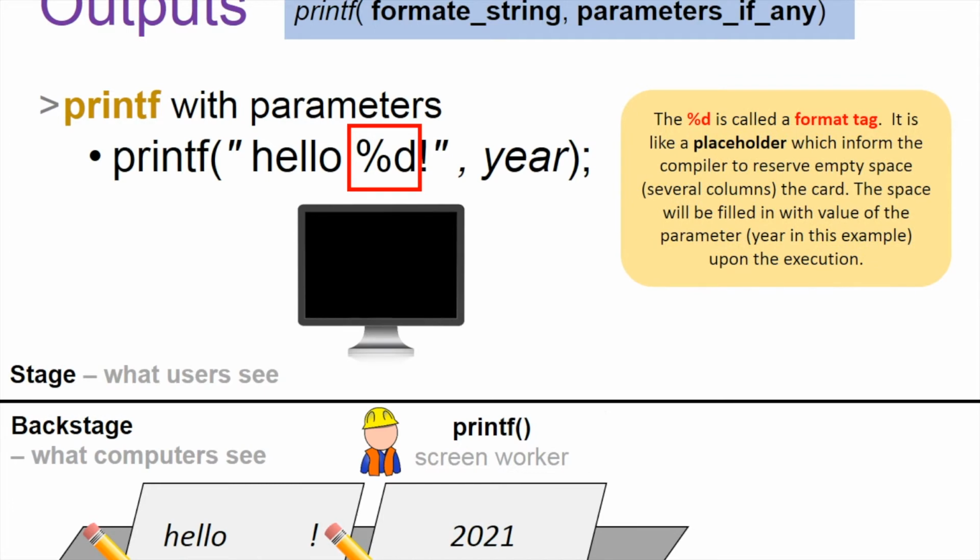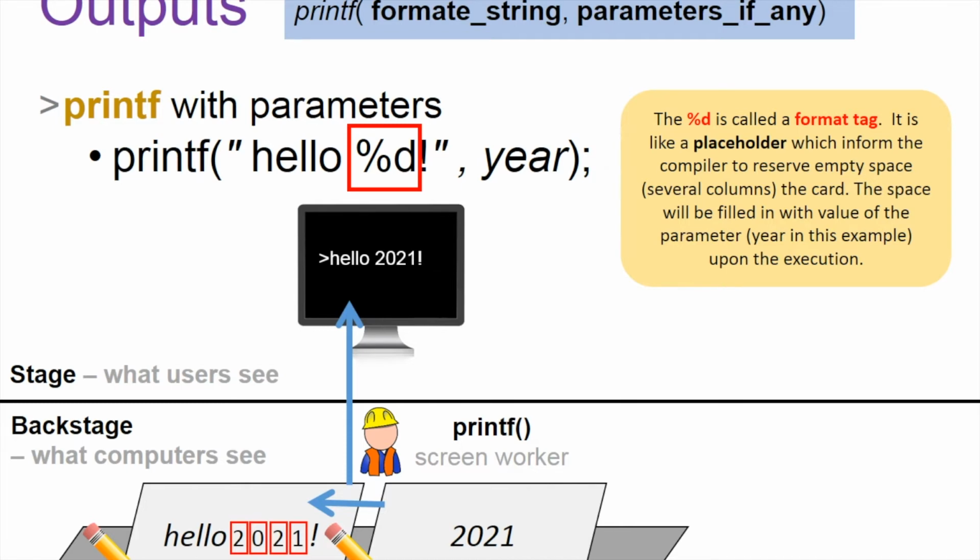This is what the printf is doing: replacing to fill in that place. Then the printf will copy this new card with the value to the screen like this. Now it's hello 2021. So this is what the printf with parameters is doing.